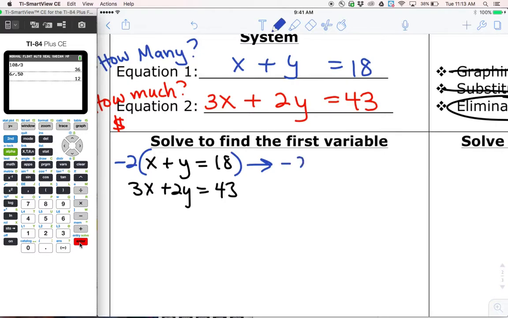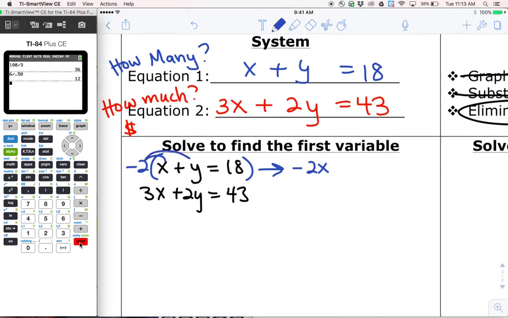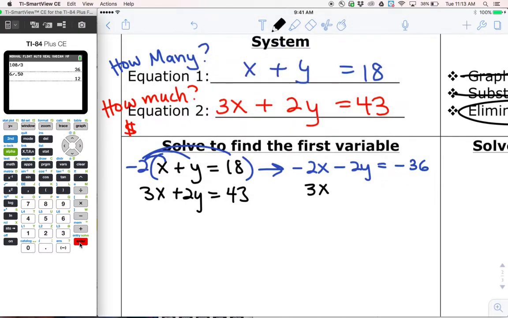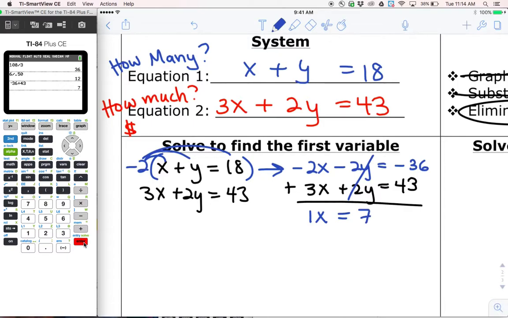All right, now we've got negative 2X minus 2Y equals negative 36. And my second equation I did not have to change, so it's still 3X plus 2Y equals 43. All right, now we can go ahead and we can add these up. Let's see, negative 2X plus 3X is positive 1X. These eliminate and we get equals, what's negative 36 plus 43? Positive 9, let's see here. Positive 7. See, good thing I checked my math here. All right, so I've got 1X equals 7. I guess I'm done, right? X is equal to 7.